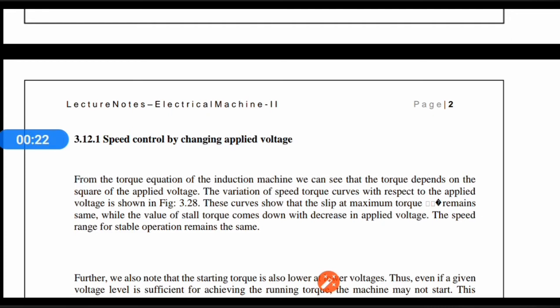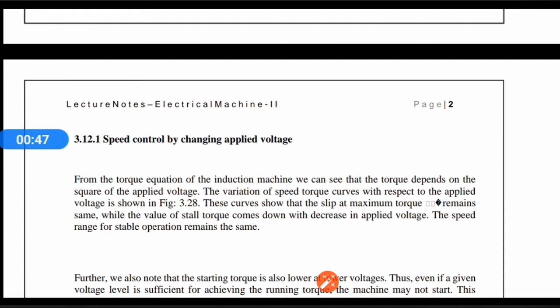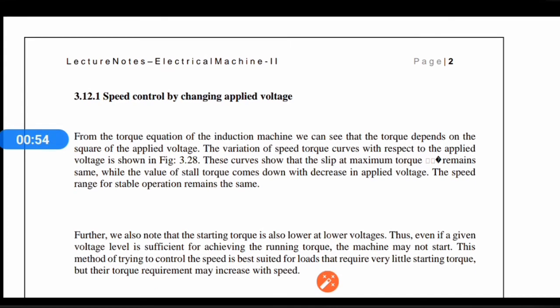First method by which we can control the speed of induction machine is by changing the applied voltage. We all know that the torque is directly proportional to the applied voltage. So by changing the supply voltage or applied voltage, we can change the torque speed characteristic, and consequently we can change the speed also.